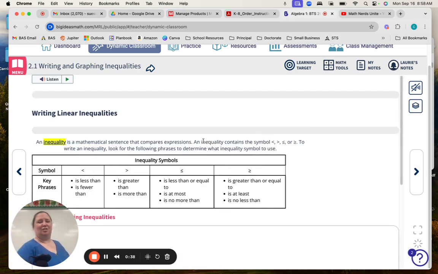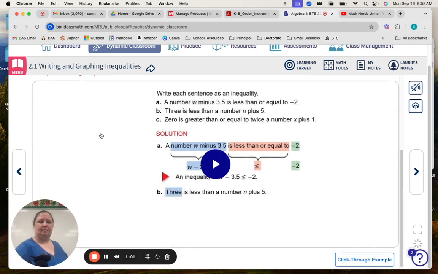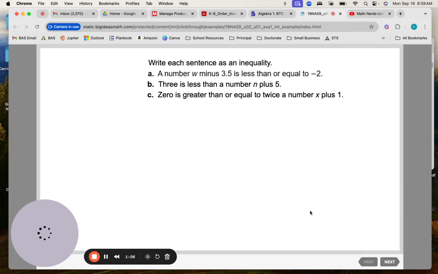All right, so in your journals, we're going to go to writing linear inequalities. You need to put this in your journal. The symbols. You don't have to write all of the key phrases. I want you to list the inequality symbols that you see here, and then tell me what they are. So the less than symbol, greater than symbol, less than or equal to, greater than or equal to. And then we are going to go to example 1. I'll give you just a second to write those symbols.